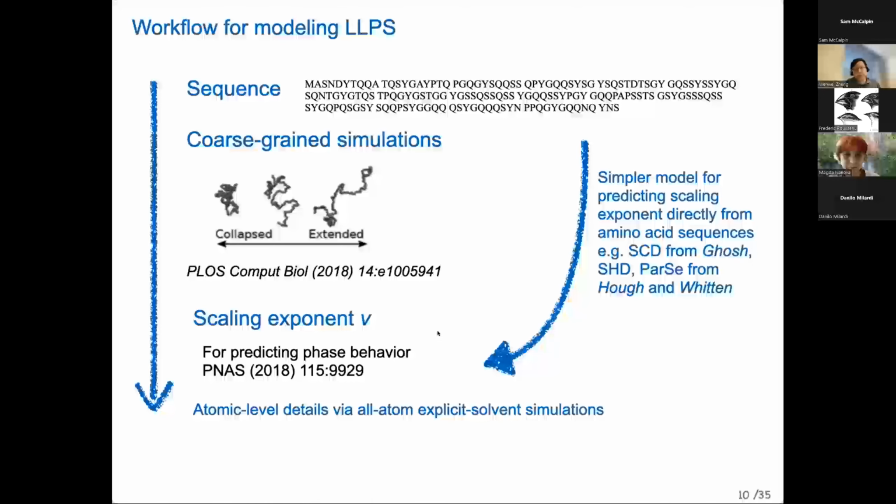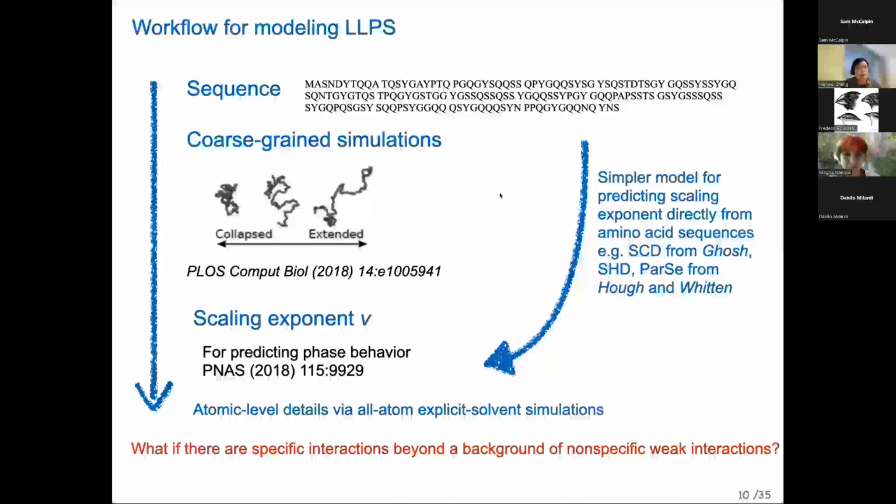However, my talk today is mostly not about this, but about transient interactions. We know that for phase separation there are not that many specific interactions. So that's why we can use this simple workflow, starting directly from the sequence using a homopolymer model, and we can predict the scaling exponent and even the critical behavior.